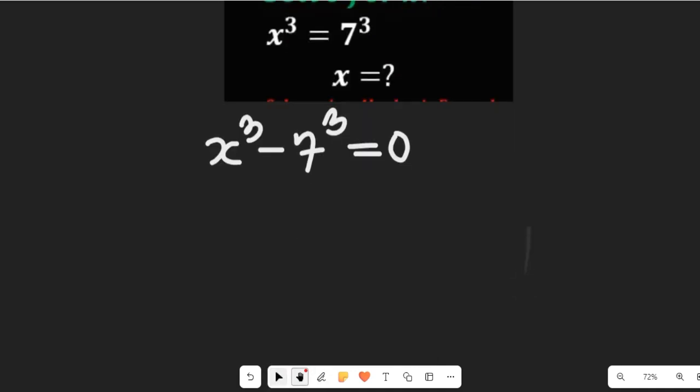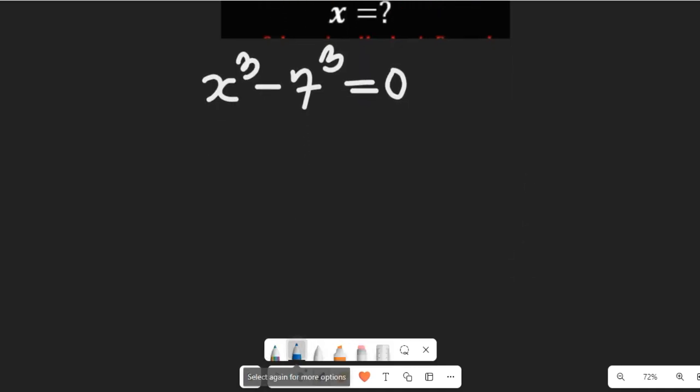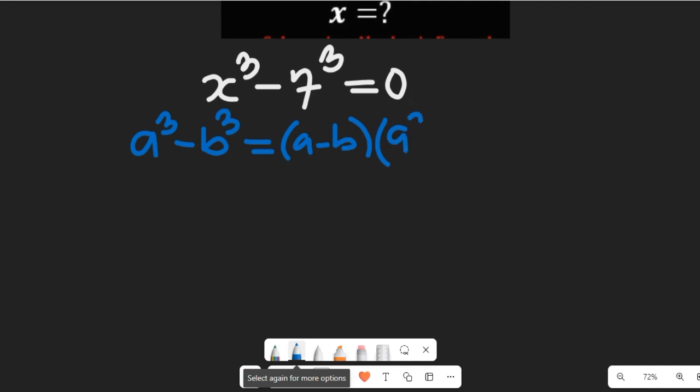If that is equal to 0, we can now flash our mind back to that algebraic expression. If we have a to the power of 3 minus b to the power of 3, this can be equal to, do you recall this? a minus b, and then we'll have this multiplied by a squared plus ab plus b squared, right? Good. From this expression, our a is equal to x, and our b is equal to 7.